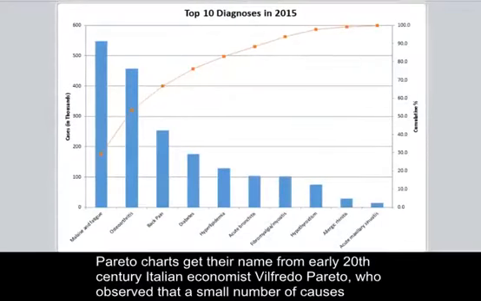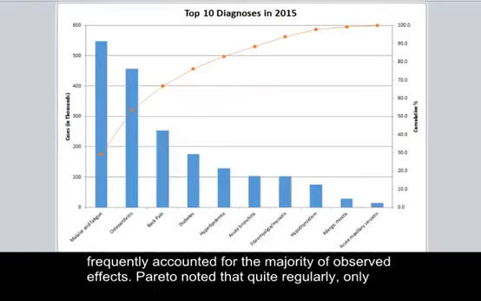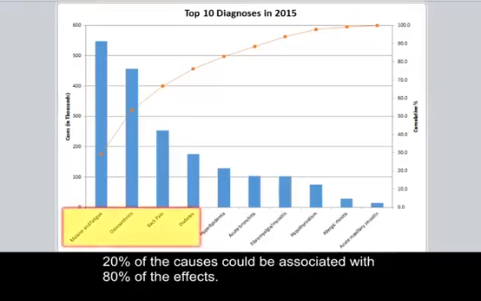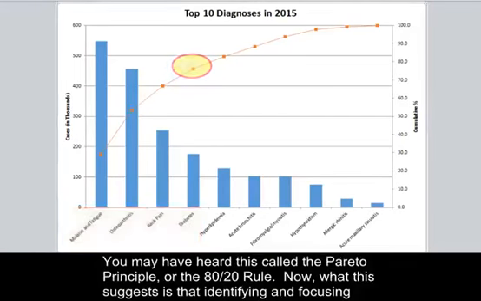Pareto charts get their name from early 20th century Italian economist Vilfredo Pareto, who observed that a small number of causes frequently accounted for the majority of observed effects. Pareto noted that quite regularly only 20% of the causes could be associated with 80% of the effects. You may have heard this called the Pareto principle or the 80-20 rule.